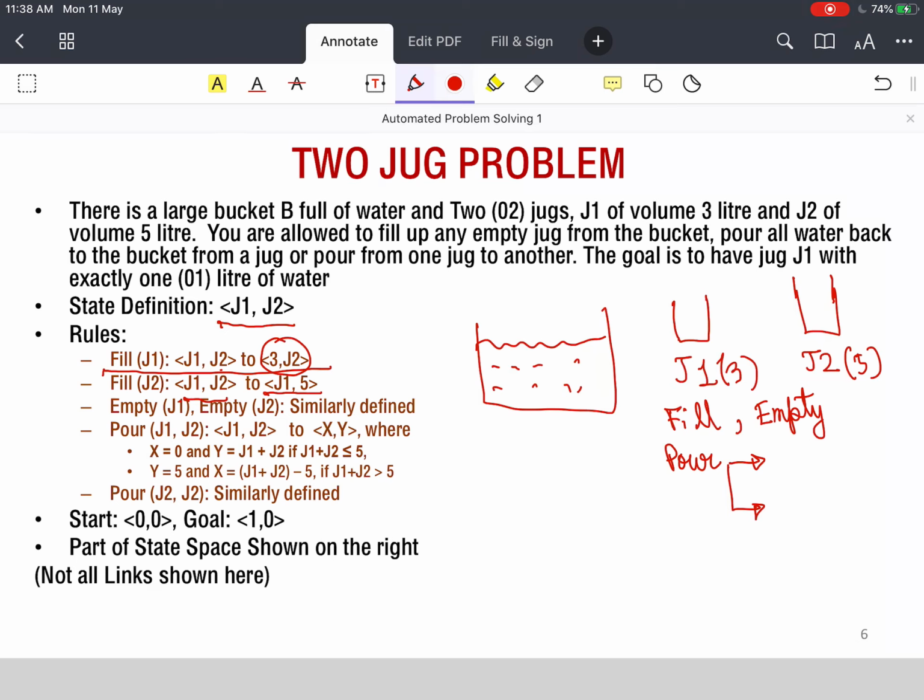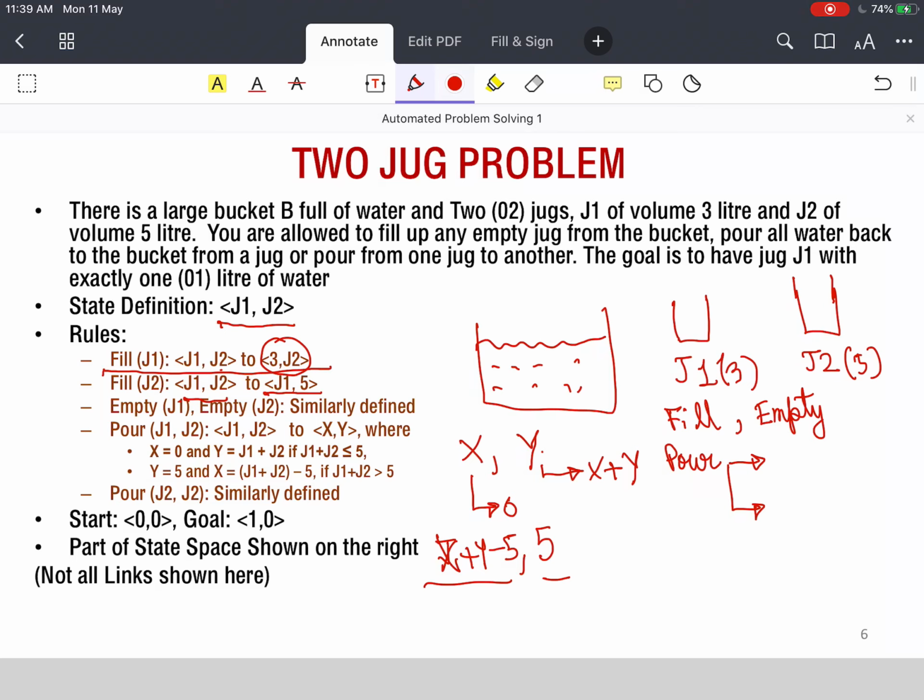Now, pour J1, J2. If J1 is X and J2 is Y, then either J1 will become 0, or the total amount of J1 will go into Y. Which means either this becomes 0 and this becomes X plus Y, or this becomes 5 and this becomes whatever is left, X plus Y minus 5. So this is what happens.